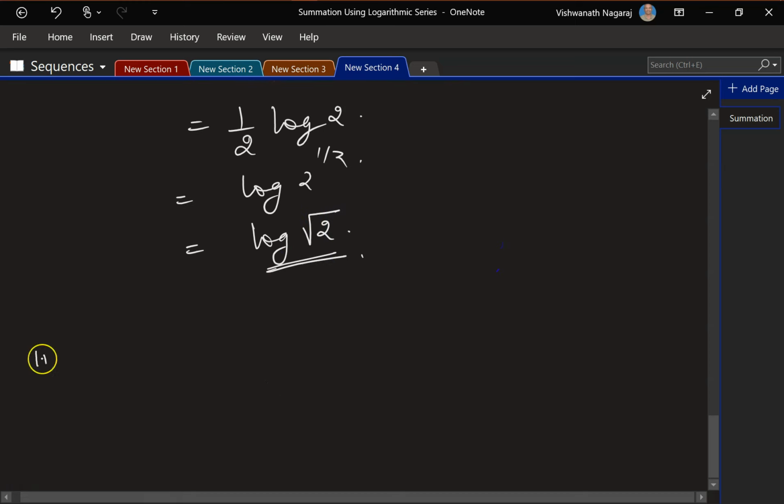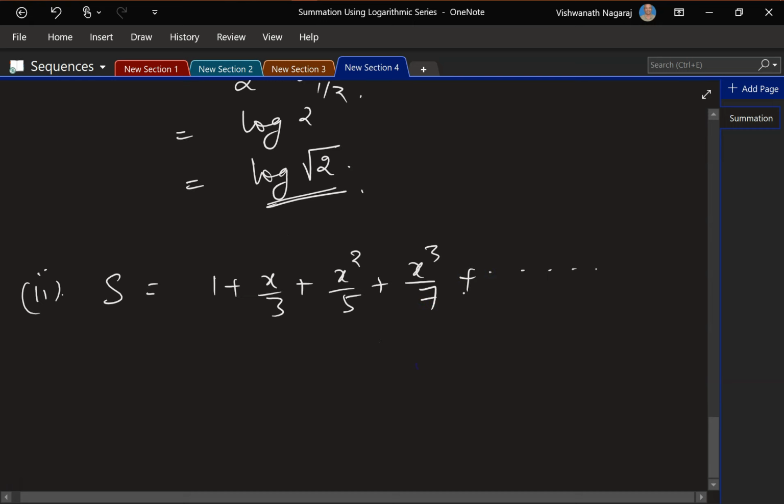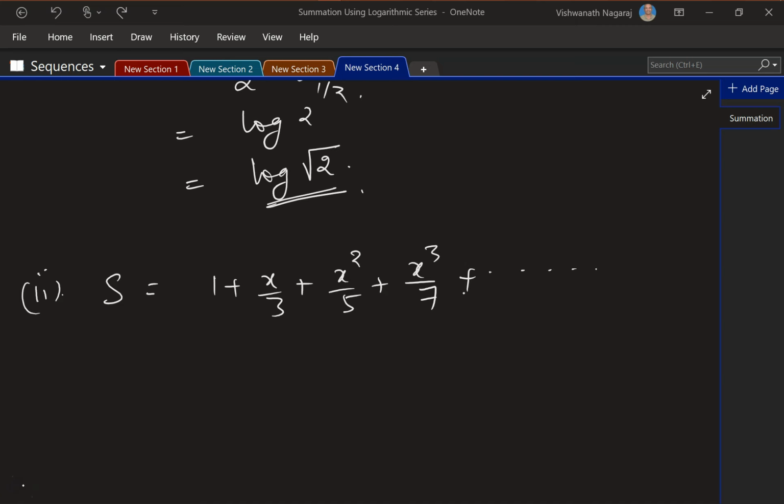Okay, let's look at the next problem. Let's say the series given is 1 plus x by 3 plus x square by 5 plus x cube by 7 and so on. Now what do we do? Now many times it doesn't match the pattern. So somehow you have to make it match a pattern. So here, what doesn't match? If you notice here it should be x square by 2, x cube by 3, something like that has to be there. So what do we do?